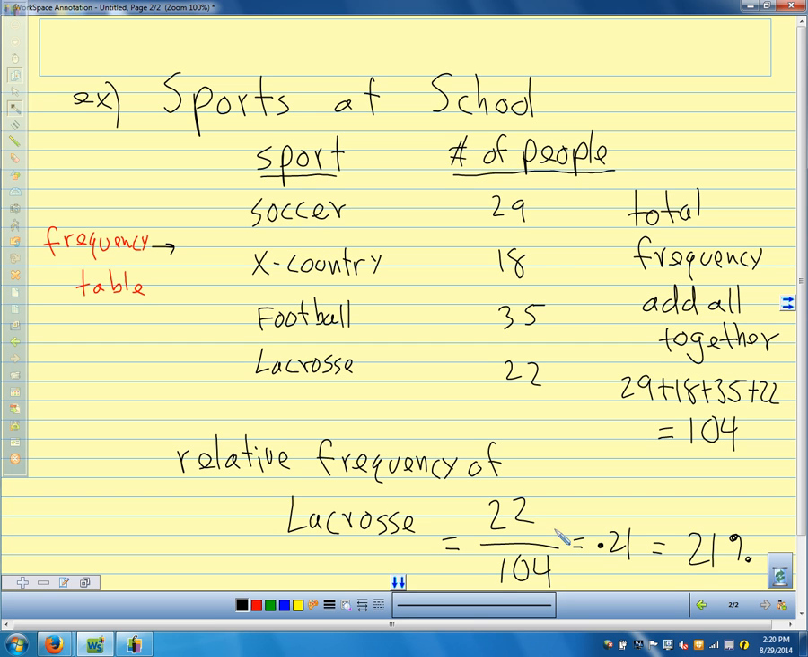And if we wanted the relative frequency of any of the others, pick this number out. If we wanted cross country, that would be the top, that would be the favorable. The total is always 104. That's all there is to it.